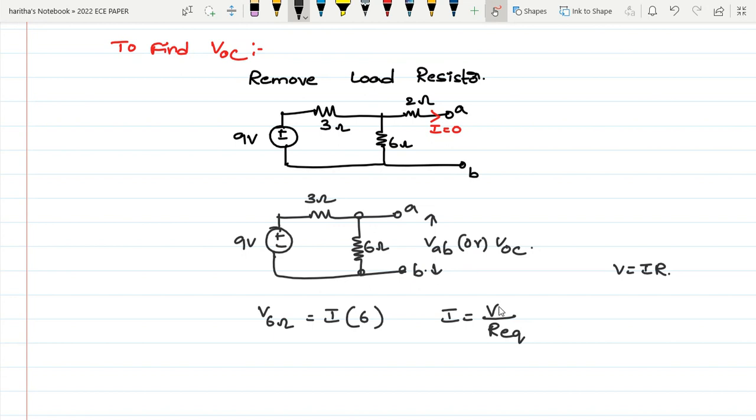Here V means total voltage in the circuit. What is the total voltage? 9 volts by R equivalent. These two, 3 ohm and 6 ohm, are the only two resistors in the circuit and they are connected in series. So for the series equivalent resistance, you have to add 3 plus 6. So 9 by 9, you will get 1 ampere. So the current passing in the circuit is 1 ampere.